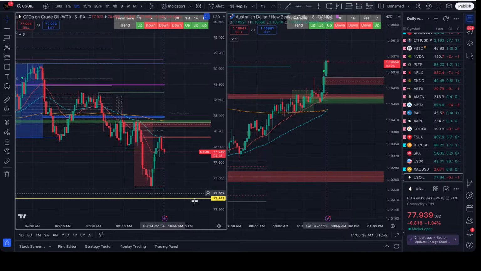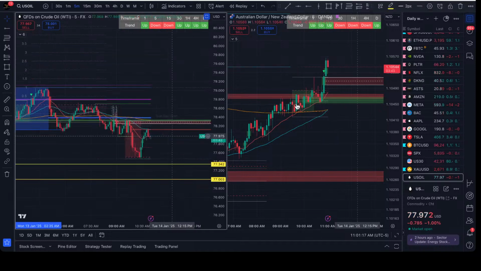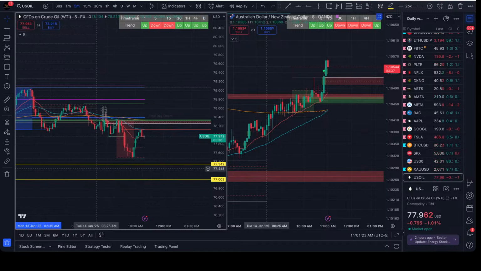It's another target, the midpoint of that gap. Aussie New Zealand is slowly pushing back down. Just waiting for that 1-minute bearish confirmation.